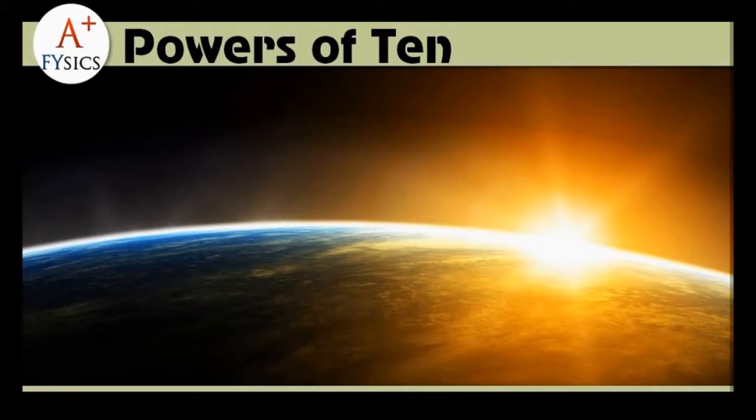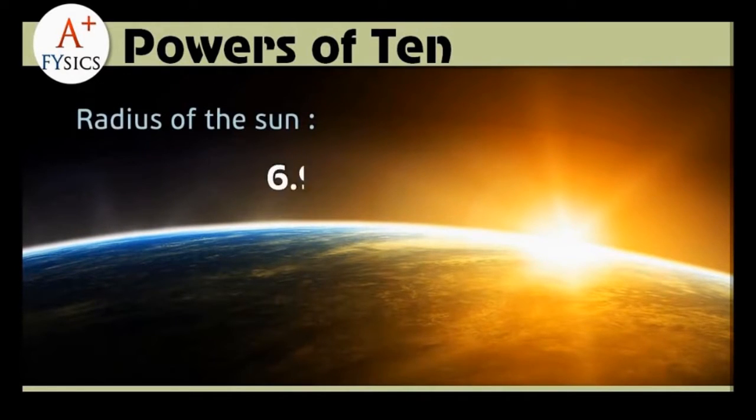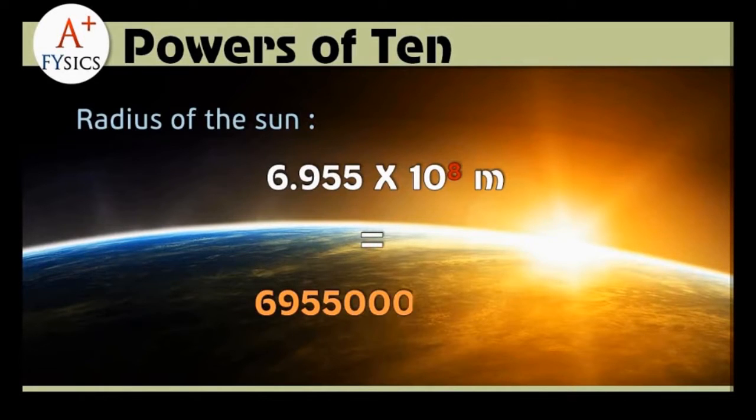Let us represent the radius of the sun as a number in the form of power of 10. The radius of the sun is 695,500,000 meters. You can write 6.955 multiplied by 10 to the power 8 meters.